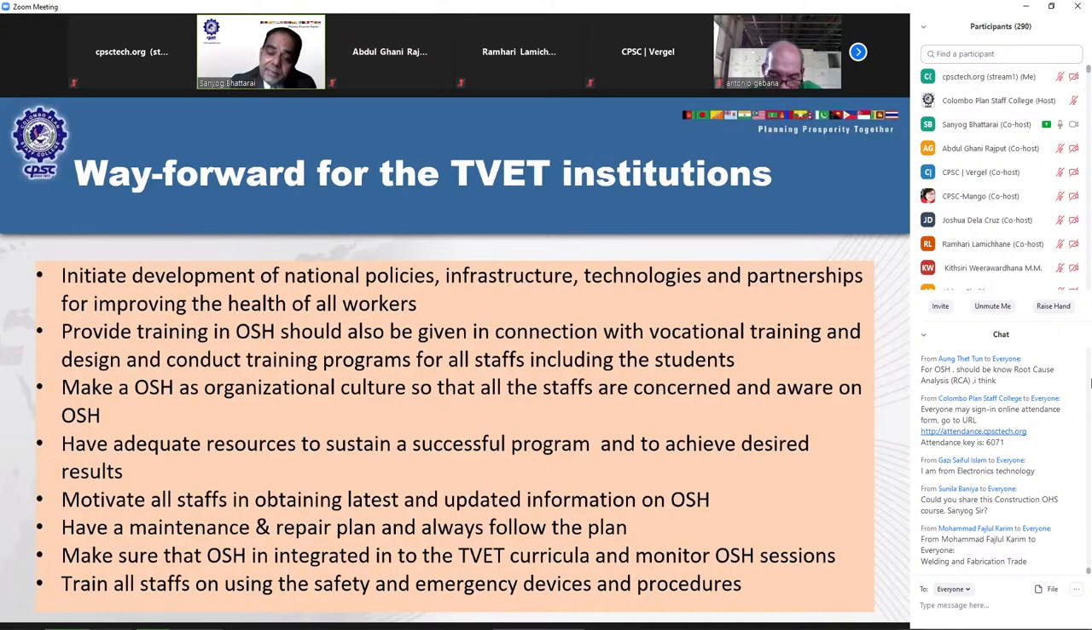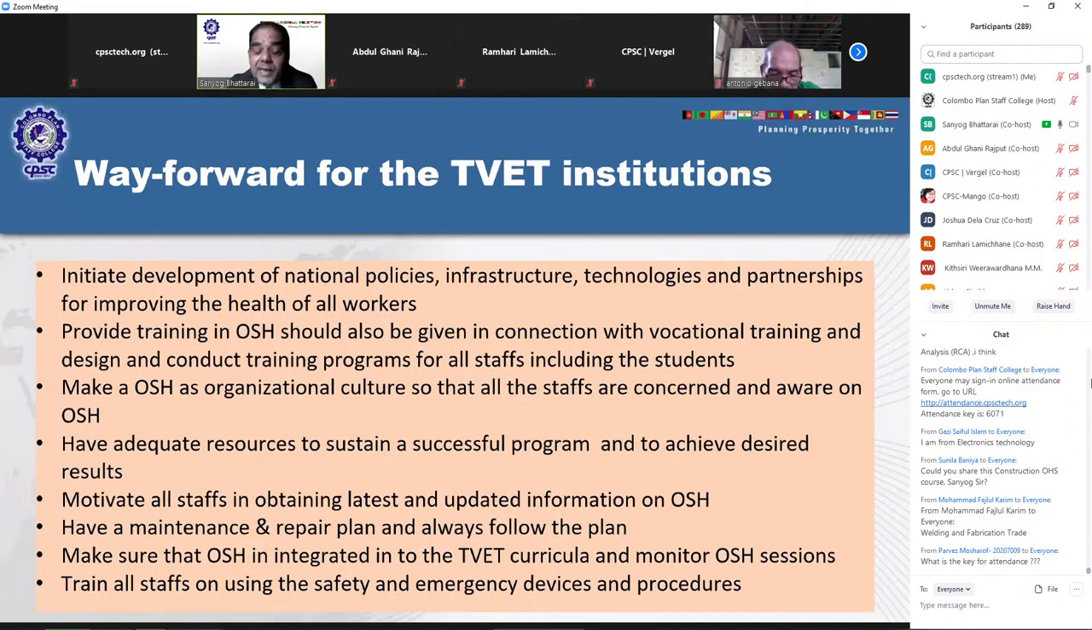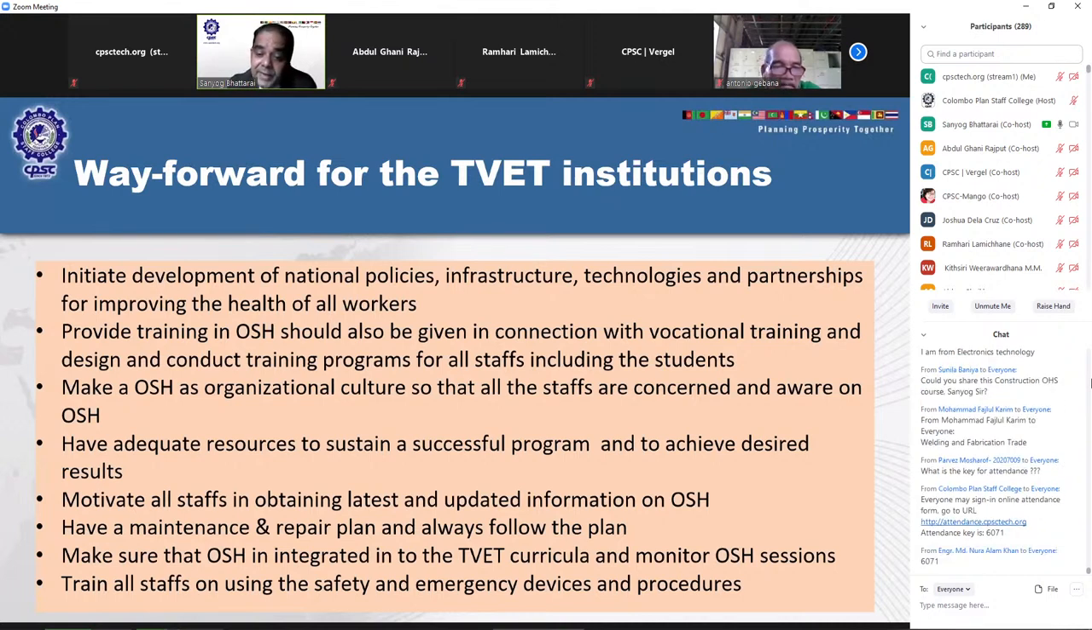Monitoring is very important: the OSH sessions should be monitored by a specialized person who knows about OSH, so that he or she can inform about correctness, and if there is any mistake or problem, they can correct it. Train all staff on using safety equipment. There is safety equipment, but many of us don't know how to use the safety and emergency devices and procedures, the evacuation procedure in an earthquake, what to do in a flood or other natural calamities. So we have to train all our staff.